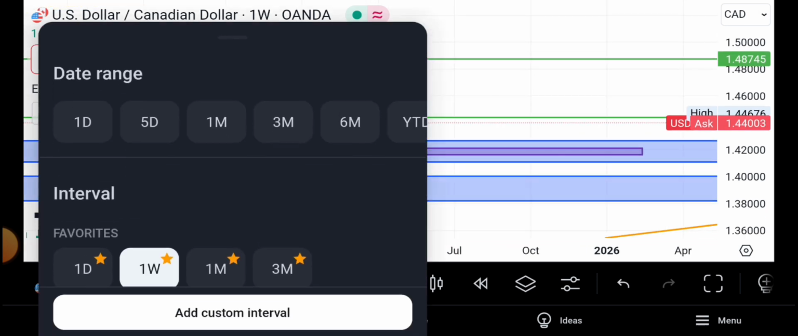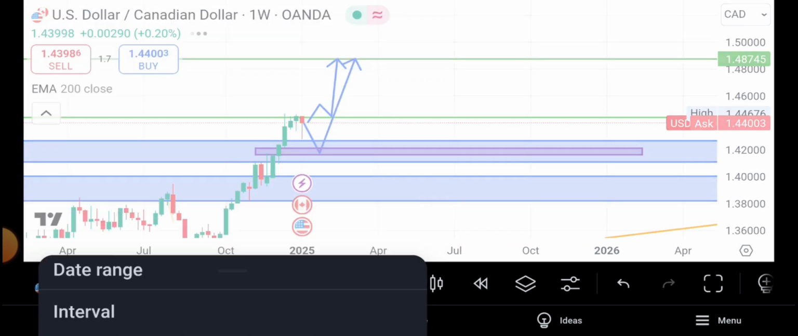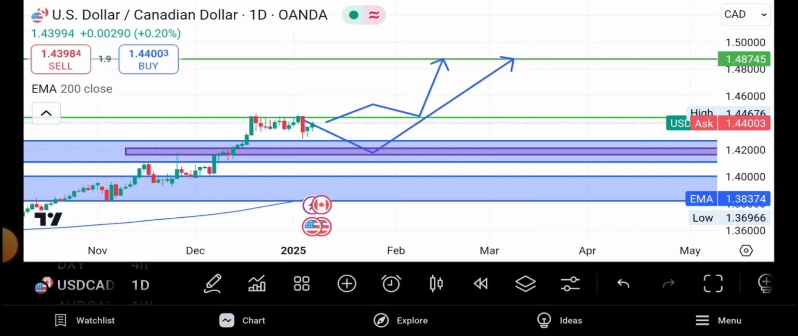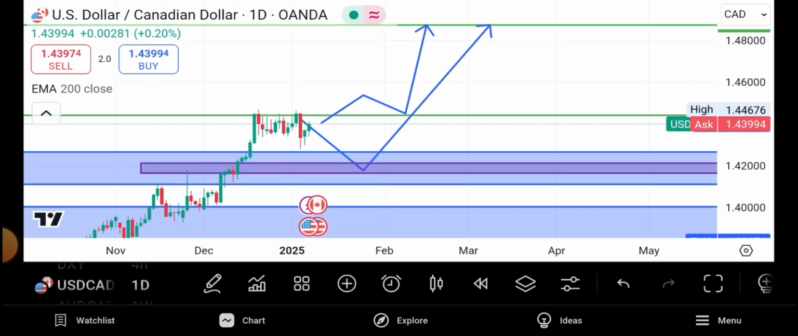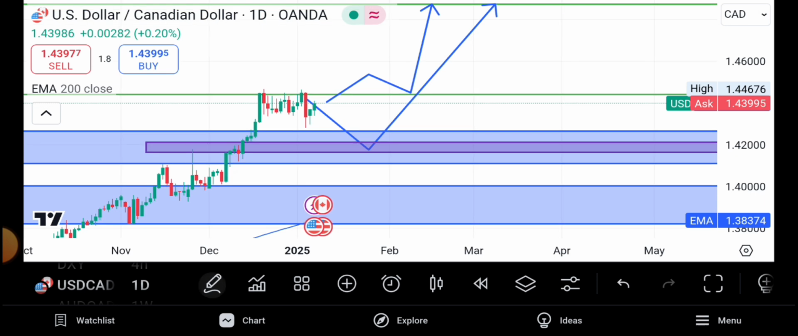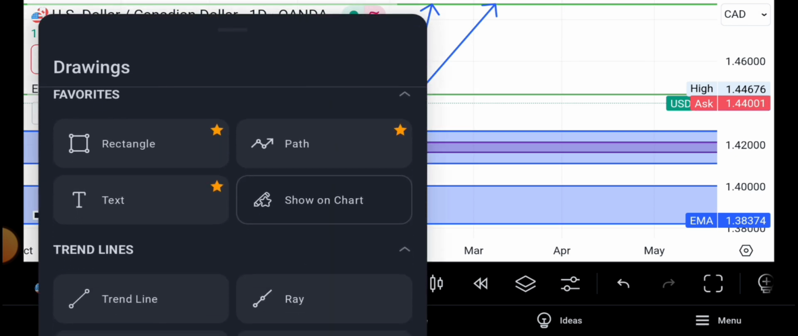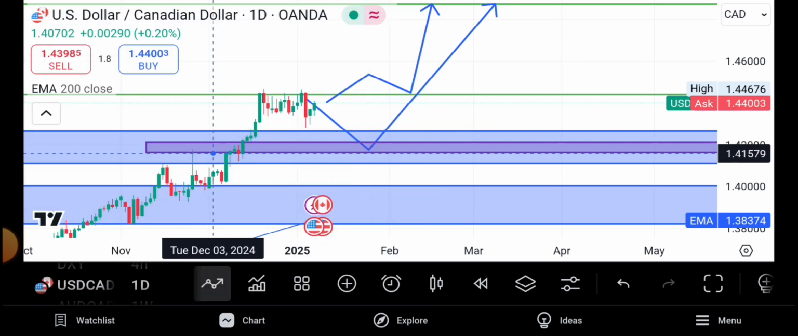So let us go to daily. Very good. Now you can see, guys, if you look clearly at this point, we have the power of a hidden candle. You see this candle, and it is at the exact point where I've told you, I've shown you.